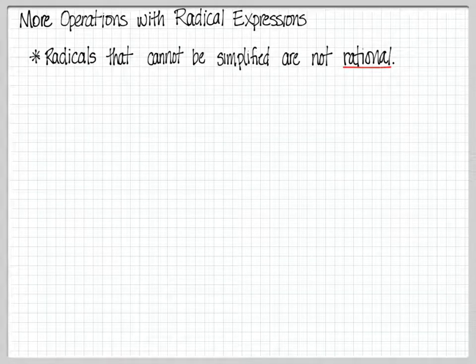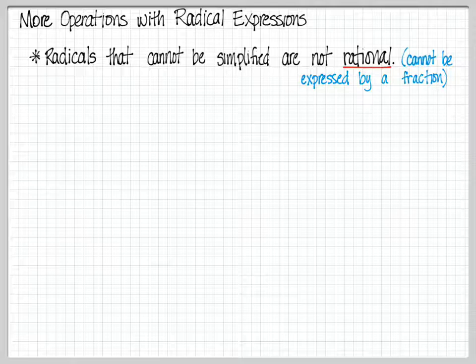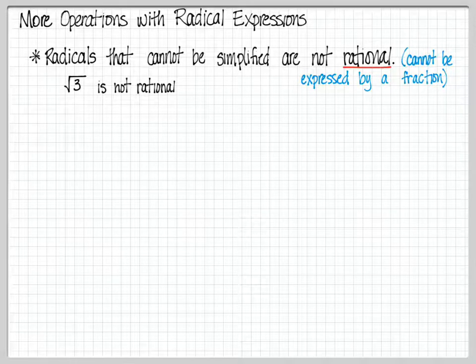So, radicals that cannot be simplified are not rational. Like the square root of 2 can't be written as a fraction. So you're saying rational, but it can't be expressed by a fraction. Square root of 3 is not rational. I can't write it in the form of a fraction. The cube root of 9 is not rational. The fifth root of 7 is not rational. The fifth root of 75 is not rational. The square root of 6 is not rational. Some of these might be able to be simplified somewhat, but they'll still have a radical left over, and therefore they're not rational numbers.